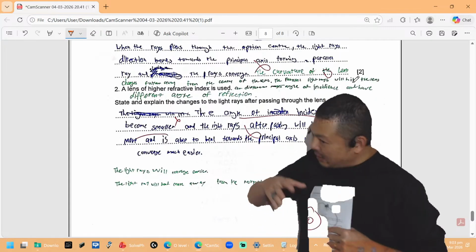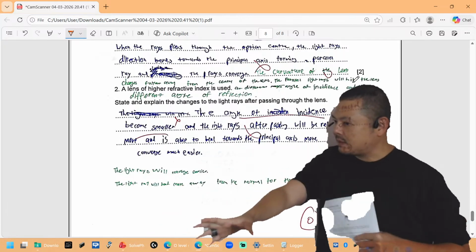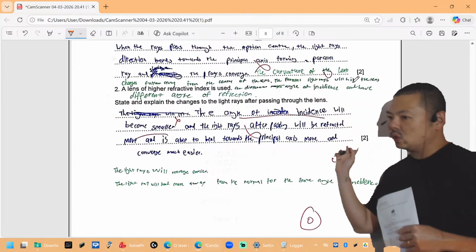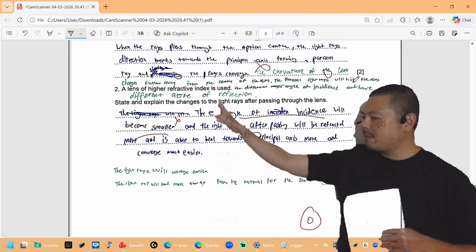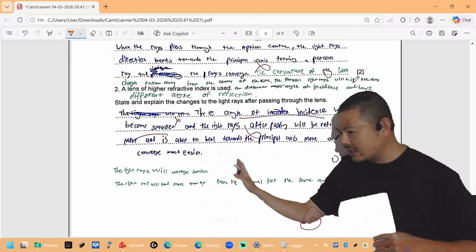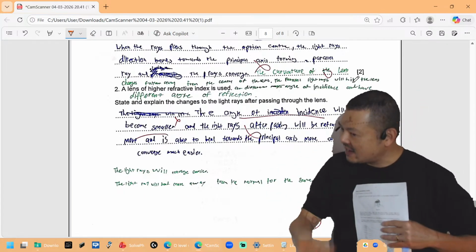All right, so you have to check the mark allocation. I know you're thinking 2 steps, 3 steps in depth. I understand that. But the mark allocation is 2 marks. Technically, if you have 2 points, they bend more and therefore converge earlier, or you can say the focal length is shorter. That's 2 marks worth already. You don't have to explain any further than that.